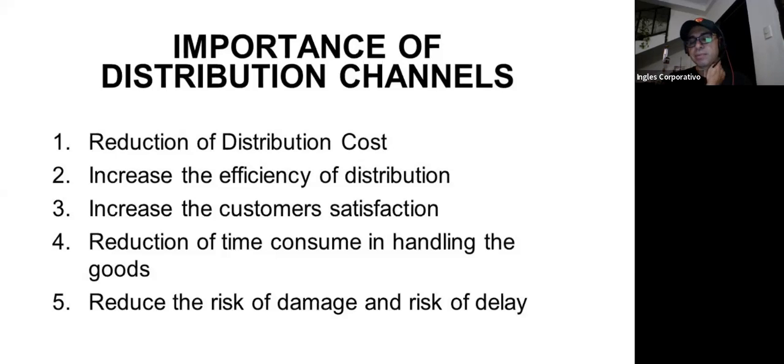So maybe number four and number five are going to be linked, because number five says reduce the risk of damage and risk of delay. They are together, because it is the way that people are going to handle the products, even in the warehouse. That is important not only in front of the customer, but also in the warehouse. It has to be fast, and it also has to take care of the products so you don't damage them at all. So both are very, very important.